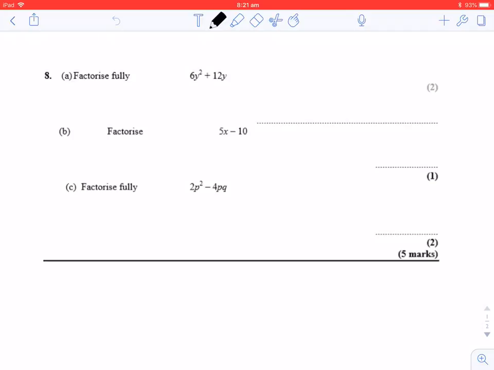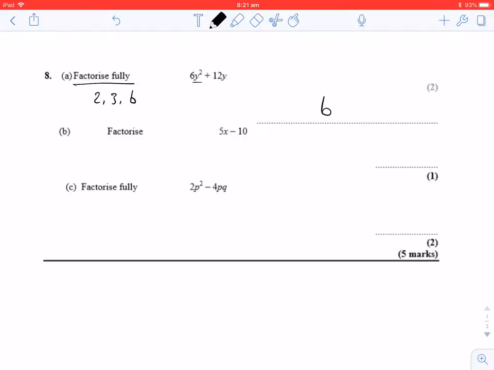Okay, so hopefully you've had a pause and you've had a decent go, and let's see if you managed to get it right. So first one, factorise fully. So we've got 6y squared add 12y. So the first thing we do is look for the biggest number that goes into both. So 1 goes into everything, it's not too useful. 2 goes into them both, 3 goes into them both, and 6 goes into them both. So the biggest number that goes into both is 6.